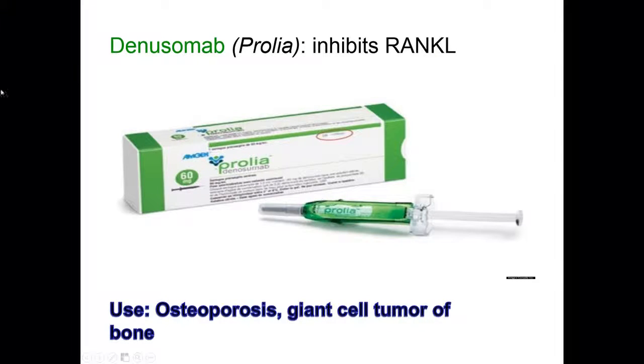Next, denosumab. Denosumab acts by inhibiting RANK ligand. RANK ligand, as you know, increases the activity and number of osteoclasts. So when RANK ligand is inhibited, there is a decreased number and activity of osteoclasts.